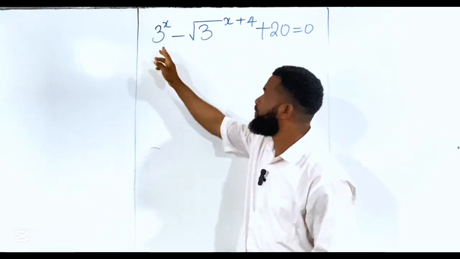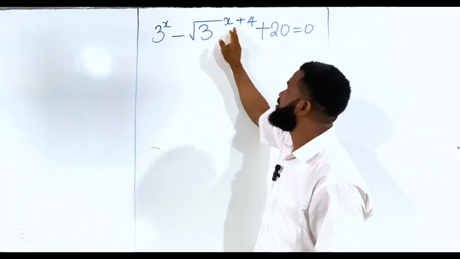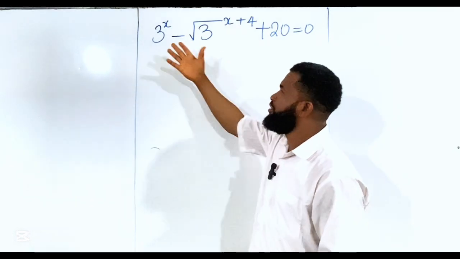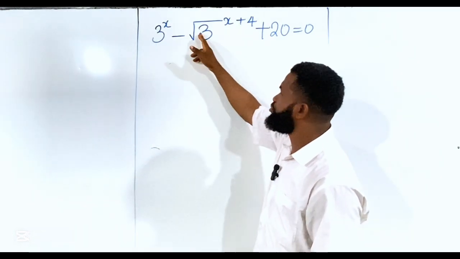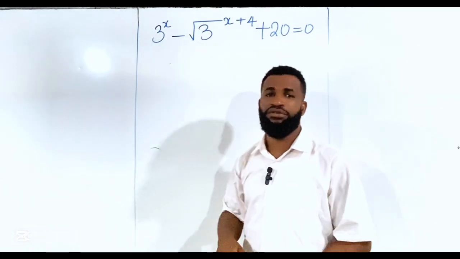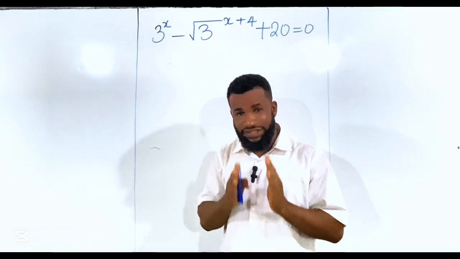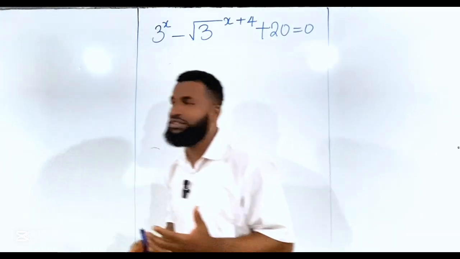Let us do justice to this Olympiad question. We have 3 raised to power x minus root 3 raised to power x plus 4, plus 20, equal to 0. Now let me show you how we can do this, and I'm going to follow step by step. Let's get started.